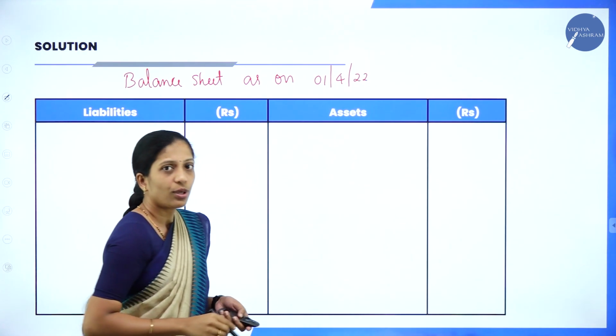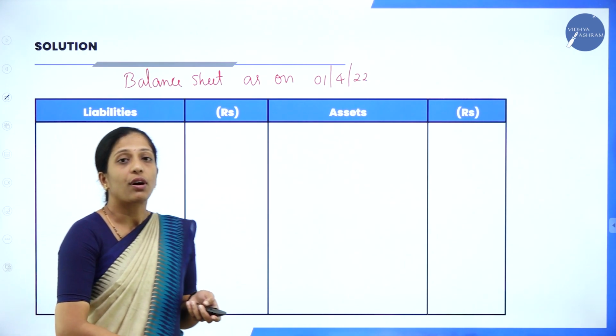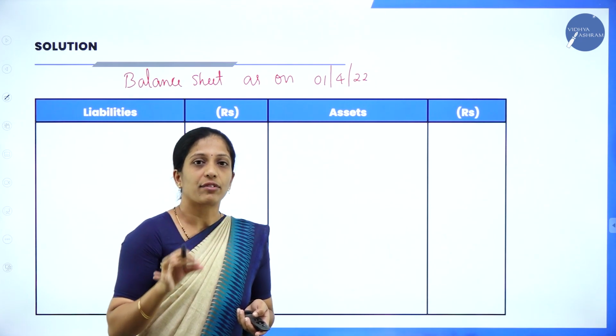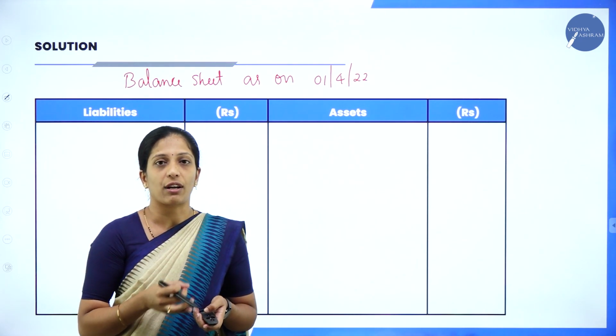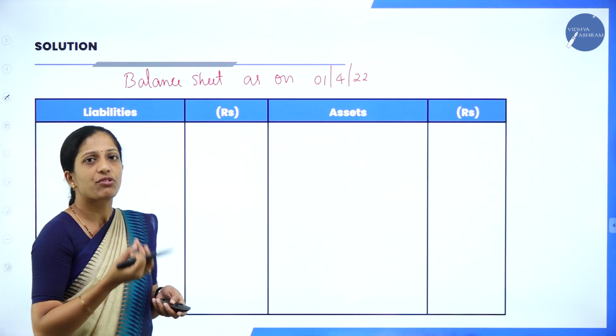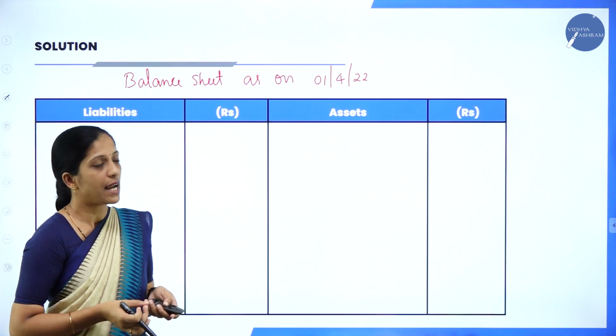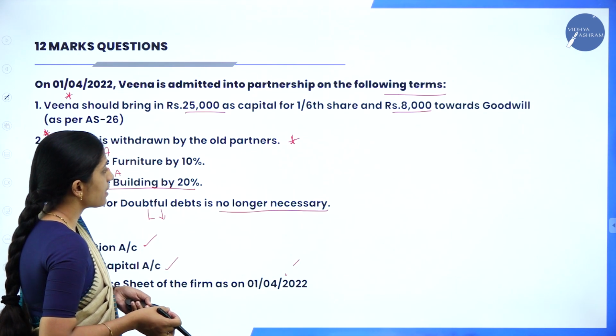1/4/2022. So in order to prepare your balance sheet, you have to see the question where they have given the balance sheet one by one. You have to record as it is. Okay. So any adjustment has to be made, you have to make those adjustments. Now let us go to the asset side.